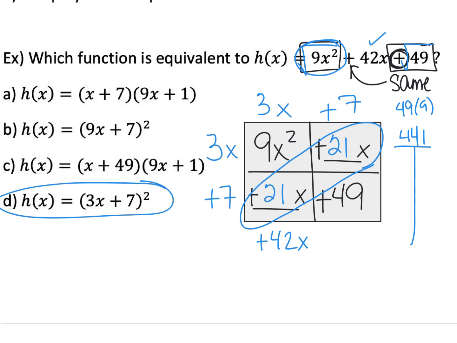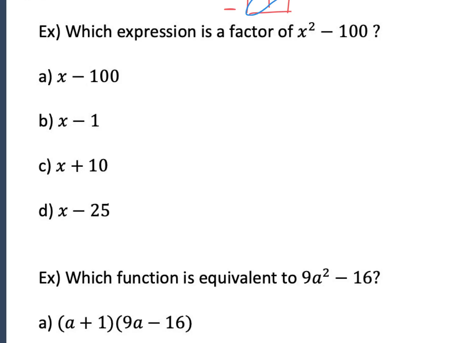Now, remember to check this. Definitely put it in Desmos. And since this is multiple choice, you could put all of these in Desmos and find the two that overlap. Okay? What do you notice about this one? I only have 2 numbers here. So what's my missing number?